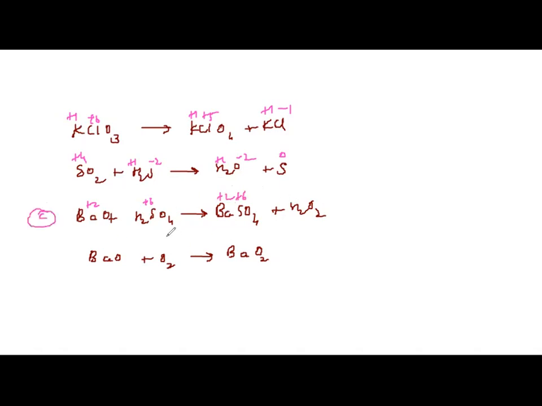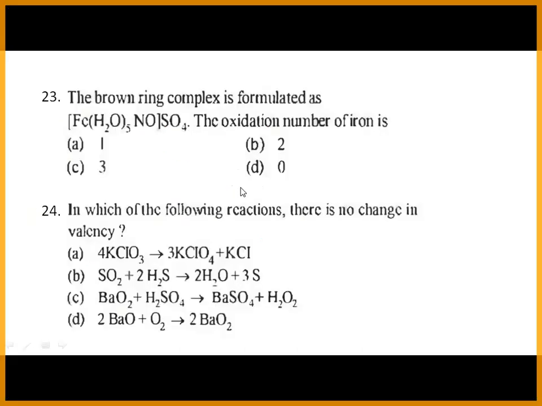There is no change in the valency. If you look, all the atoms are present in the same oxidation state in the reactants as well as products: plus 2, minus 2, 0, plus 2, minus 2. You need not see it for oxygen, see it for atoms of metals and non-metals. So option C is the right option because there is no change in the valency. So it is option C.